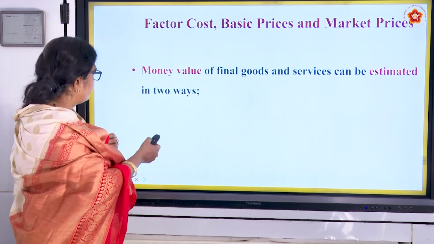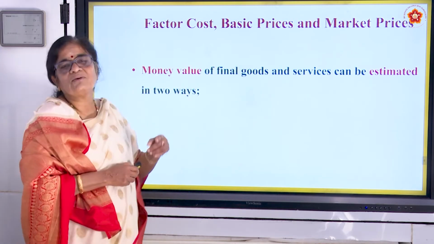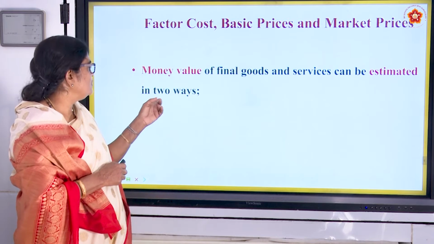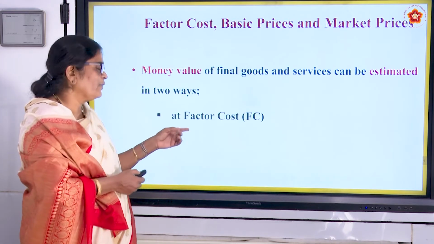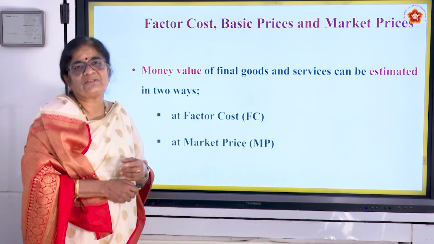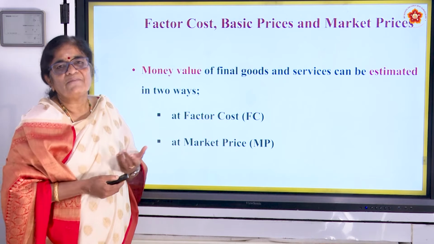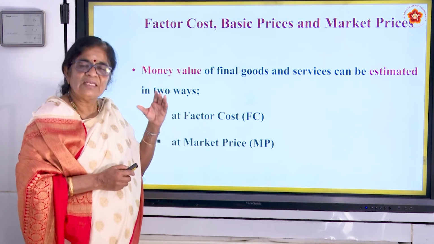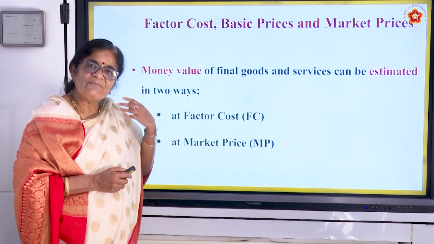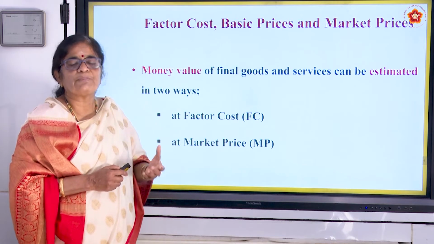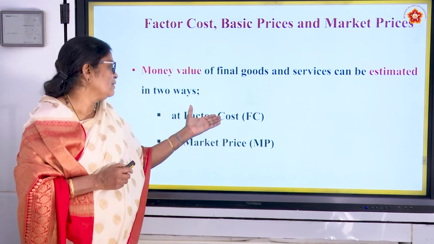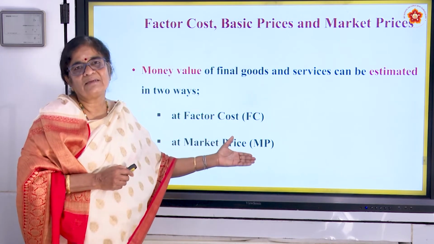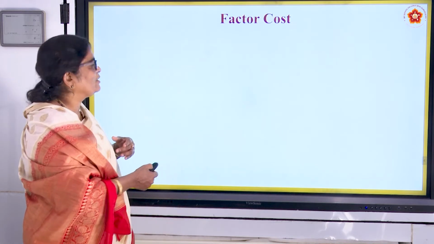You know, the money value of final goods and services will be estimated in two ways. One is factor cost, the other one is market price. We can value at factor cost or we can value at market price. That is how we estimate GDP, by evaluating the goods and services produced for a year either at factor cost or at market price. We will see what is factor cost.